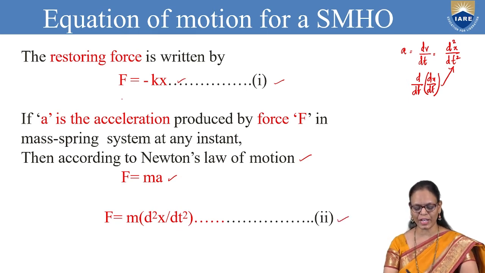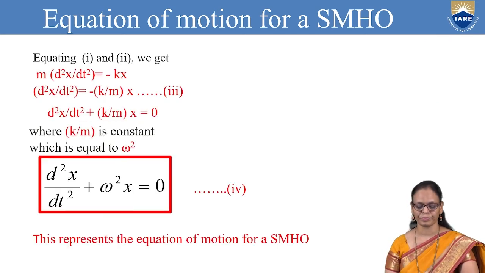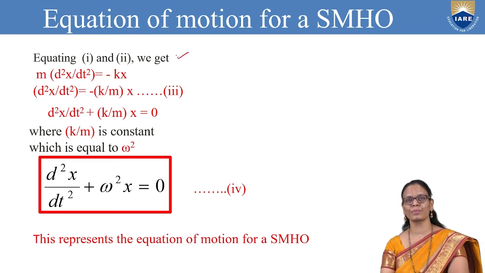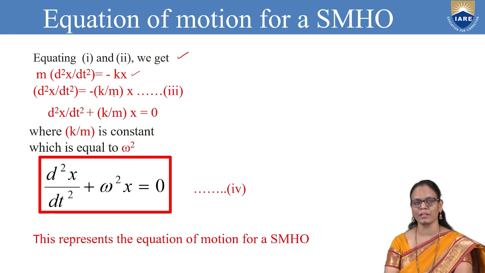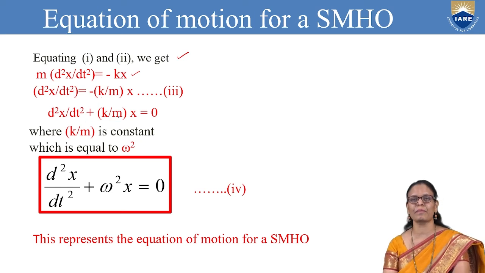Now if you see, the left hand side is the same. In equation 1, F is equal to minus Kx. In equation 2, F is equal to m into d square x by dt square. So if the left hand side is the same, the right hand side also has to be the same. We will equate. Equating 1 and 2, we have m into d square x by dt square is equal to minus Kx. I'll bring this m onto the other side. We have d square x by dt square is equal to minus k by m into x. Or I can bring the minus onto the other side, and we will have plus k by m into x.